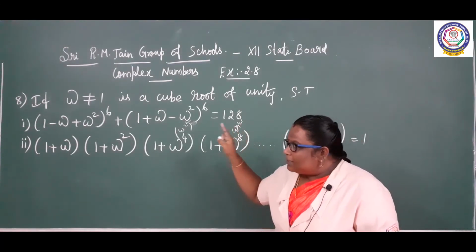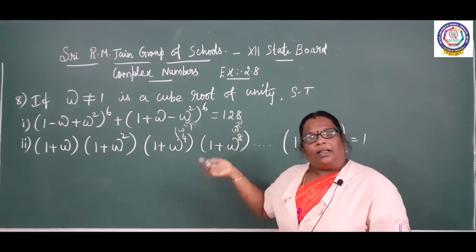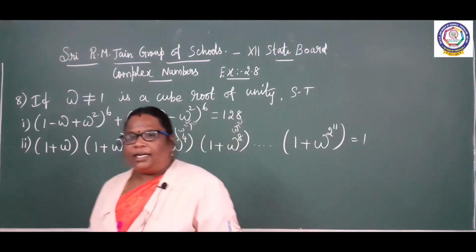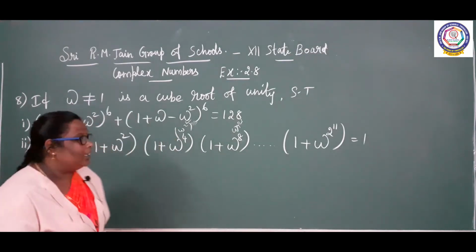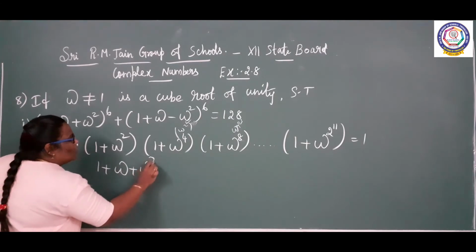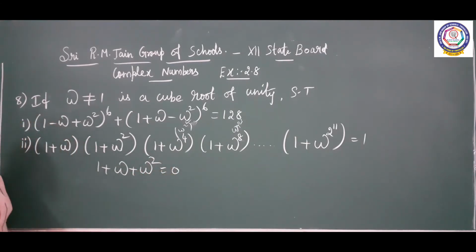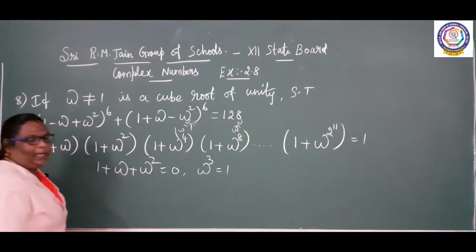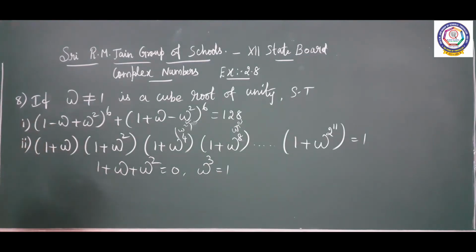First we will discuss the first subdivision, then we move on to the second subdivision. See here, generally what is the formula for cube root of unity? 1 plus omega plus omega square equal to 0. Then omega cube equal to 1. You can take down the first subdivision.